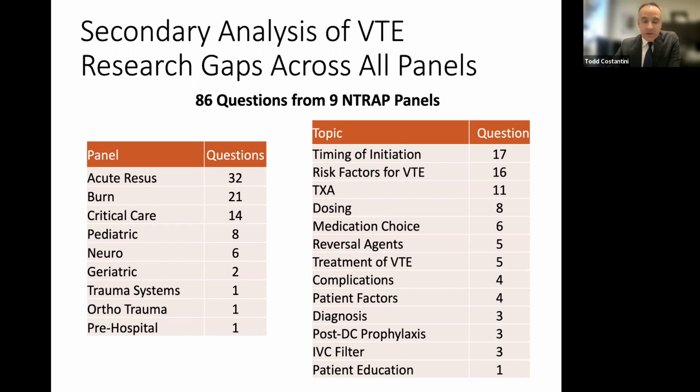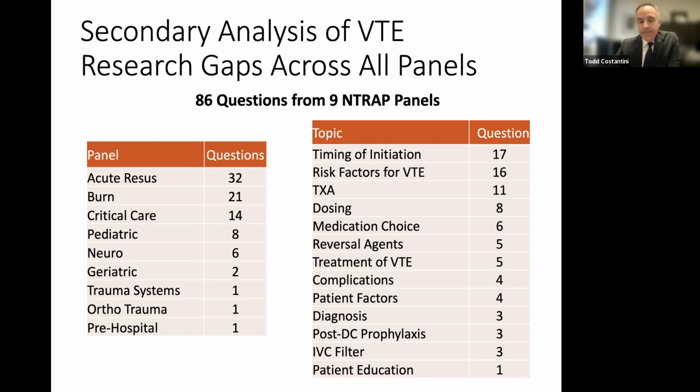Questions related to dosing, medication choice. Can we start using aspirin in patients? Should we be using DOACs, or is that a research question that we should be studying? We had questions related to treatment of VTE. And then fewer questions related to complications. Again, patient factors.